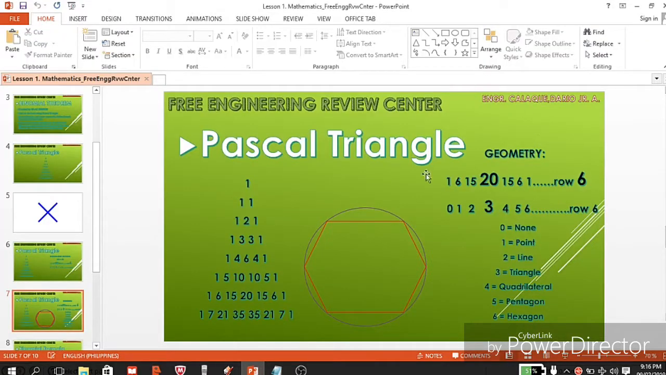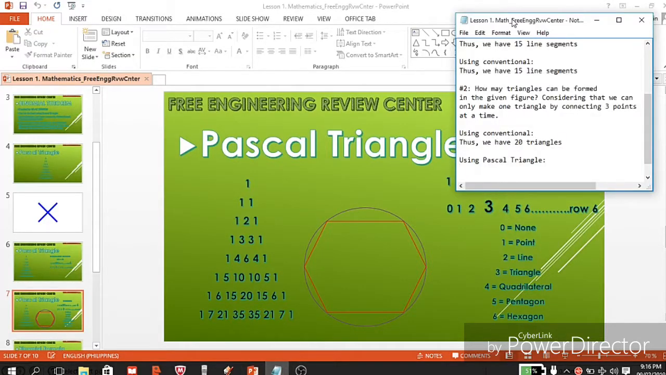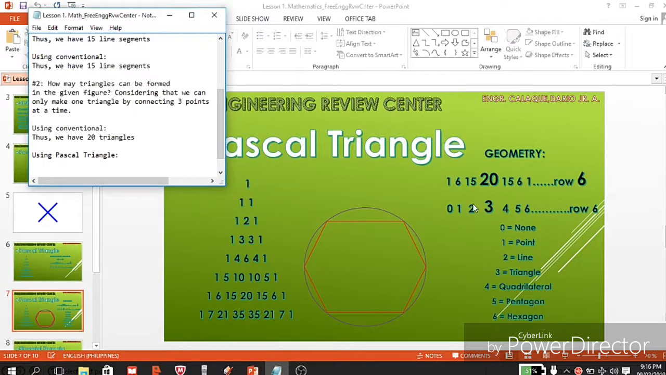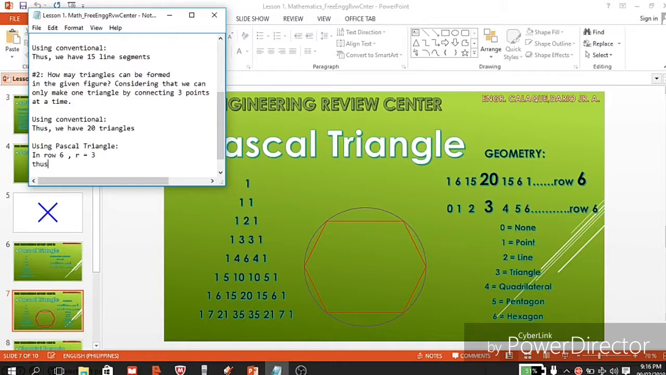So if you go back here, again we have 0, which is non-line segment, and a point, a line segment, and we have triangle. That corresponds to 20. So therefore, in row 6, r equal to 3, thus we have 20 triangles.